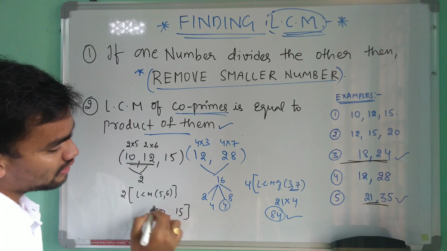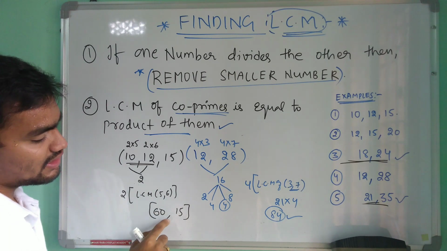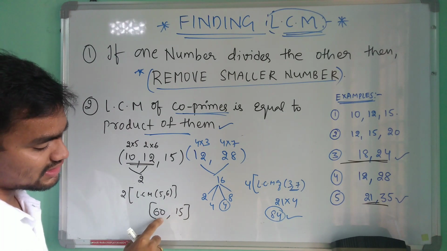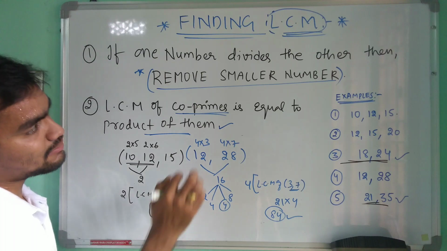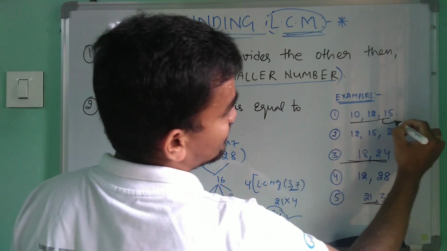Now you write down 15. From the first rule, if one divides the other, clearly 60 is divisible by 15, that is 15 fours are 60. So I can cancel the smaller one, remove the smaller number. So 60 is my LCM of these three numbers.